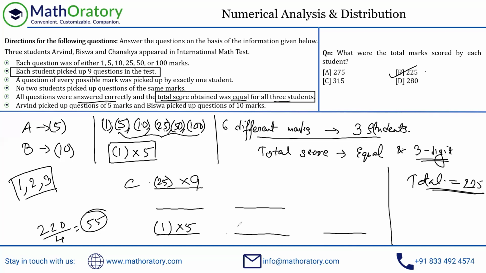So that is for sure. So 100 marks will definitely appear here. And another has to be less than 55. Now there are a lot of possibilities out here. It could be 25, it could be 10, it could be 5. Sorry, not 25, it could be 50, 10, or 5, right?